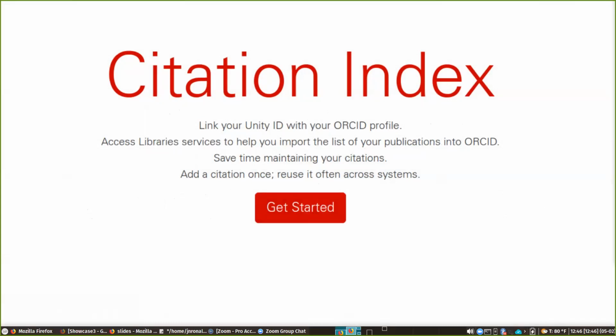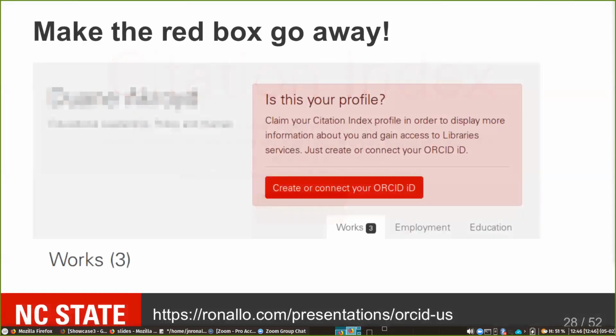In our tutorials, we start at the home page and folks click on the Get Started button. But before I show the process, I want to also show the other way that we're catching users to connect their ORCID ID. If they're currently affiliated with the university, then we show this message on their current list of citations. So someone comes to their own profile page, sees this unsightly red box, and wants it to go away, so they sign up. Hey, we'll take it.